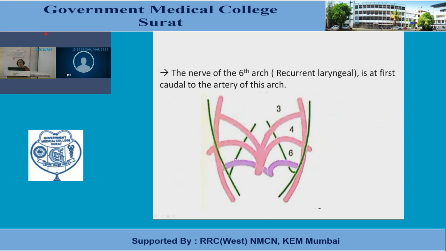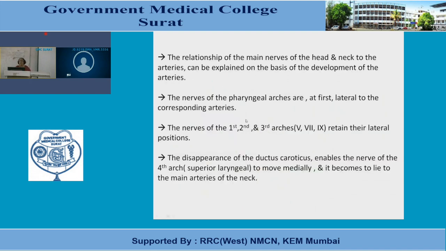So here, the color indicates the pulmonary artery. You can see here the lateral nerves, the main nerves of the head and neck. Here we explain the basis of the development. The nerves of the pharyngeal arch arteries are at first lateral to the corresponding artery. The nerves of the first, second and third arches, these are the fifth, seventh and ninth, retain their lateral position.